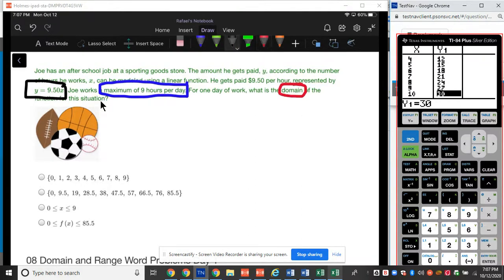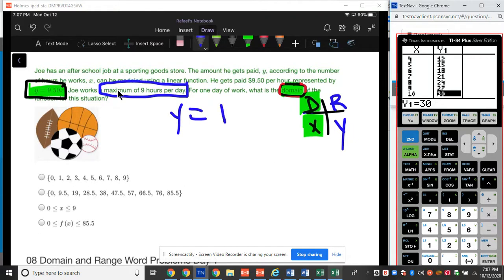Domain. So when you write your little T-chart with X, Y, your domain starts with a D, which means that they want the X values on this question. Okay, now we're going to ask ourselves, if this is our equation, Y equals 9.50x, I'm going to rewrite that nice and big. Y equals 9.50x. What type of function is this?